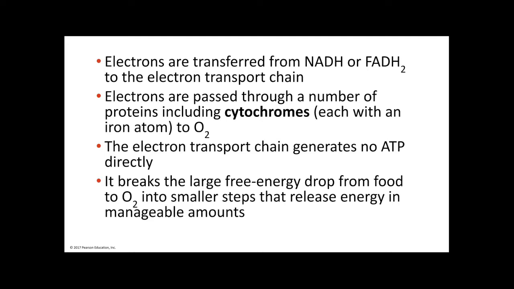So electrons are transferred from NADH and FADH2 to the electron transport chain. Remember, the electron transport chain is what makes the most amount of ATP. And this is going to happen in something called complex 1. So NADH transports its electrons in complex 1 of the electron transport chain, and FADH2 deposits its electrons in something called complex 2 of the electron transport chain.